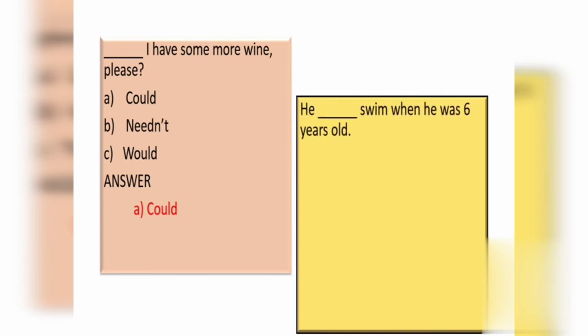The next one. He dash swim when he was 6 years old. And the options are might, will, and could. So let's look at our answer. The answer is could. So he could swim when he was 6 years old.